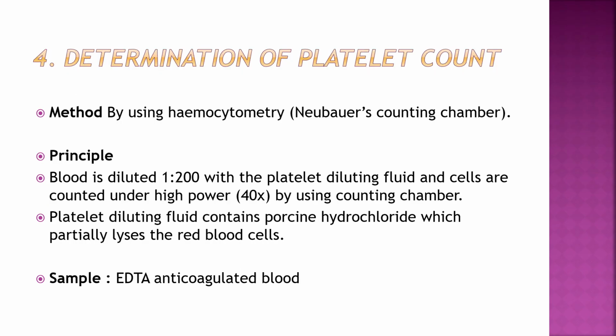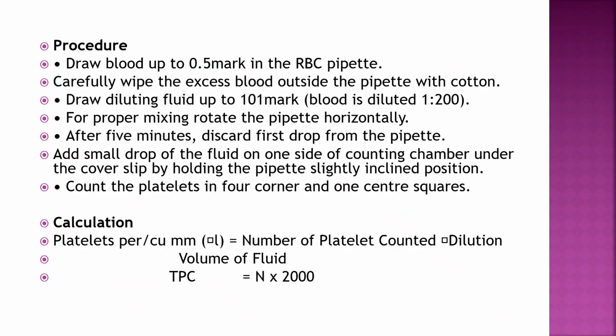For platelet count, the method is hemocytometry, using Neubauer's counting chamber. Principle here, the dilution is 1 to 200. Platelet diluting fluid is used, which contains procaine hydrochloride and lyses the RBCs, so you can see only platelets. The sample is EDTA or anticoagulated blood.